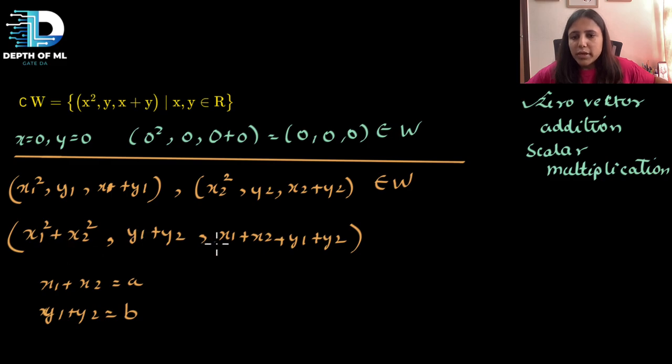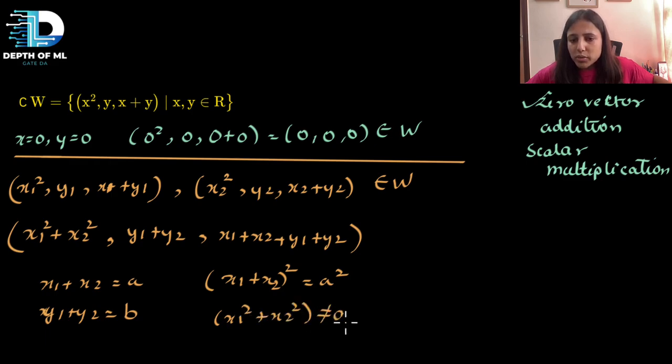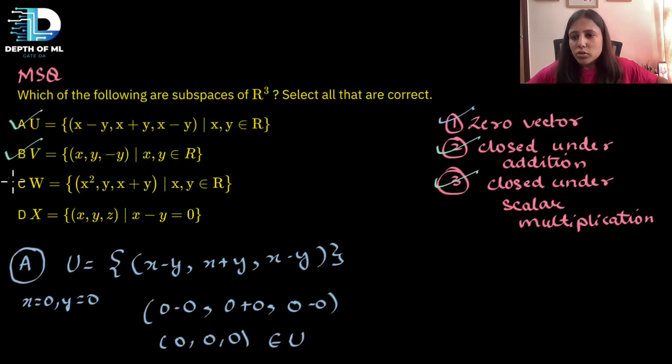So this is the vector form, right? So can I write x1 squared plus x2 squared as a squared? No, right? It should have been that x1 plus x2 whole squared is equal to a squared, right? But x1 squared plus x2 squared is not equal to a squared, right? So though I'm adding this, the form that I'm getting is not of the form x squared that I have here, therefore this vector does not belong to W. Okay, so this is not closed under addition. Hence C is not a valid vector space or a subspace. So this is not valid.